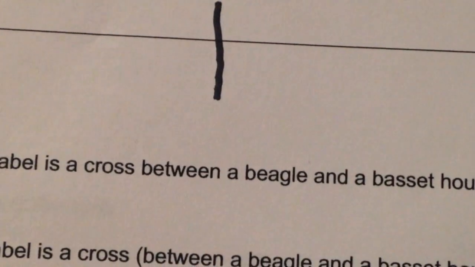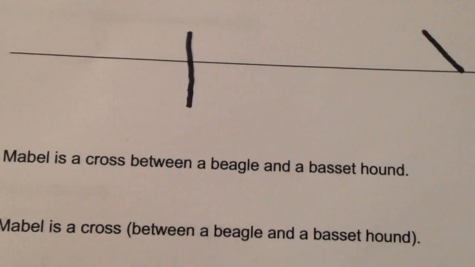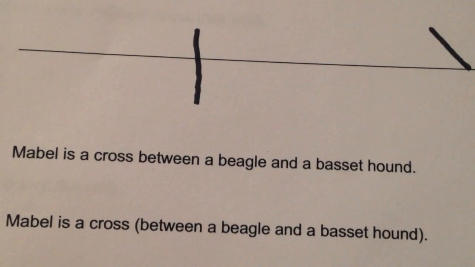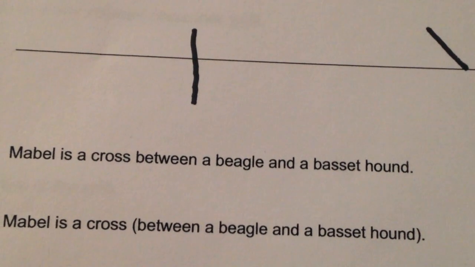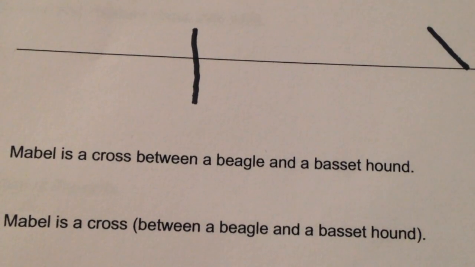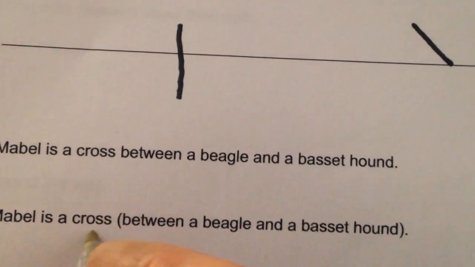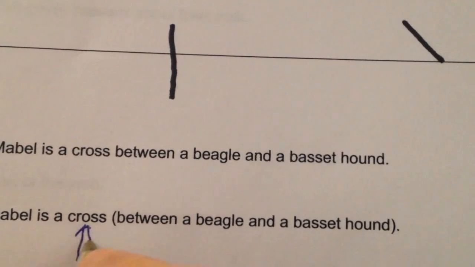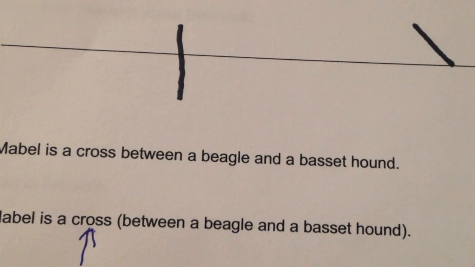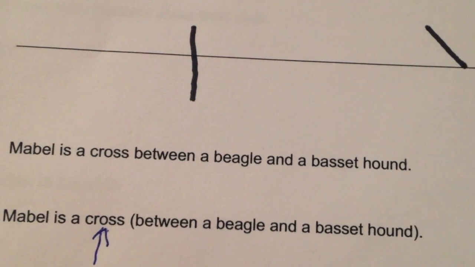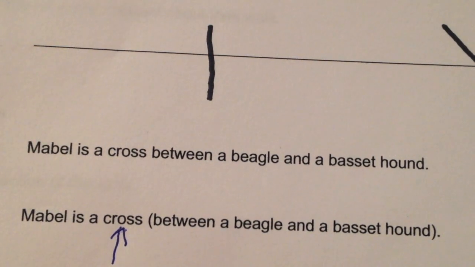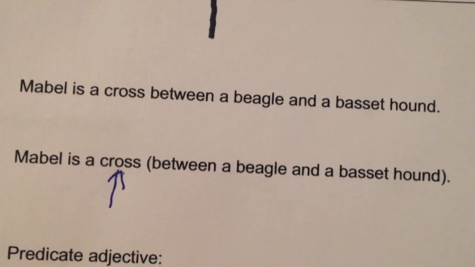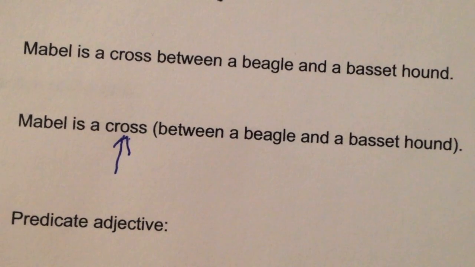Take a look at the sentence, "Mabel is a cross between a beagle and a basset hound." We can clearly see the verb is the word "is," but after it there are several nouns: cross, beagle, and basset hound. Which one is the predicate nominative? The answer is "cross." That's because "beagle" and "basset hound" are part of a prepositional phrase, "between a beagle and a basset hound." Please note that a predicate nominative can never be found within a prepositional phrase.